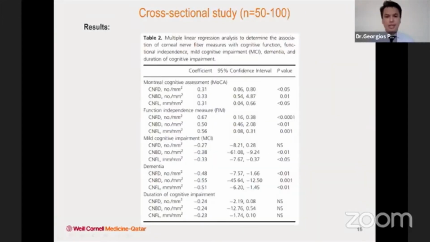This is the regression analysis I mentioned earlier, where we tested whether any of these 3 parameters, fiber density, branch density, and fiber length, are associated with, in this case, cognitive function using the MoCA score. The p-value is significant with the functional independence measure, and also with mild cognitive impairment and dementia. But we didn't find any association with the duration of cognitive impairment.